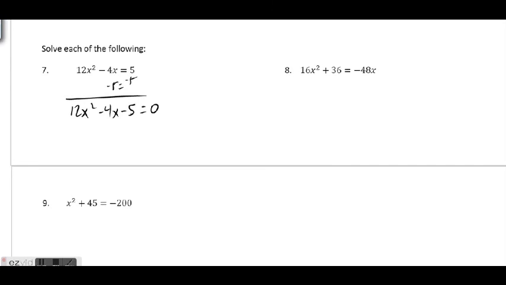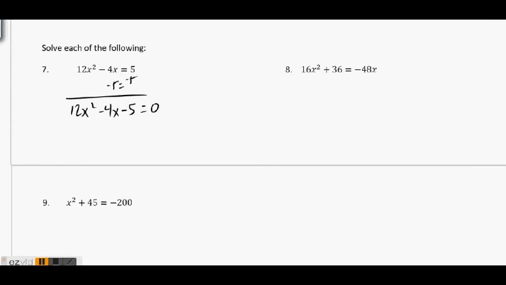12, 4, and negative 5. I cannot factor anything out. So, I have a choice. I can either try factoring it using the Rosa method because there are three terms, or I can just jump right to the quadratic formula. Well, I'm going to try to see if I can factor it, simply because it's a little bit less work.